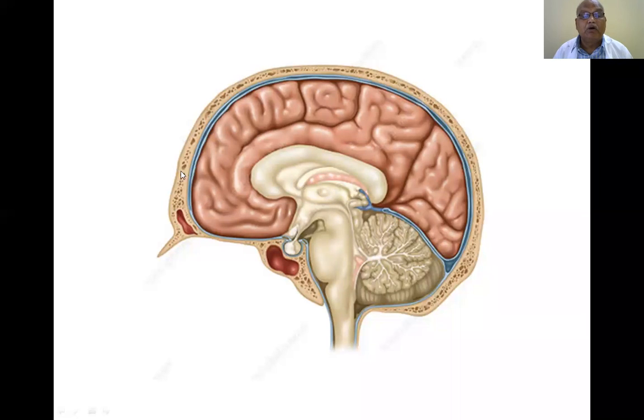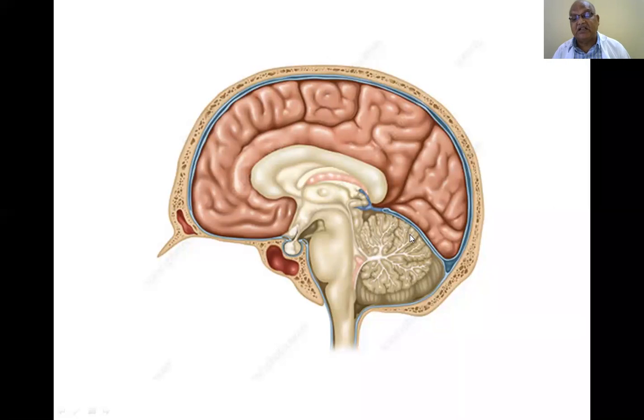This is bone. This is dura mater, arachnoid mater and pia mater. The dura mater sends septa between the occipital lobe above and the cerebellum below. This is the tentorium cerebelli. So the cerebellum is present in the posterior cranial fossa below the tentorium cerebelli.